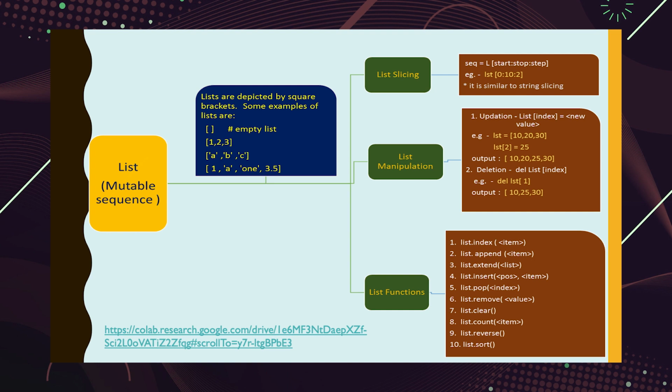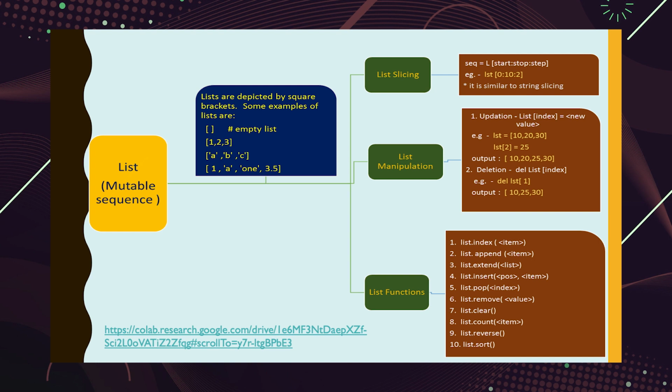The data type list has several inbuilt functions that are useful in programming. Some of them are listed here. Index. It returns the index of the first occurrence of the element in the list. If the element is not present, a value error is generated.